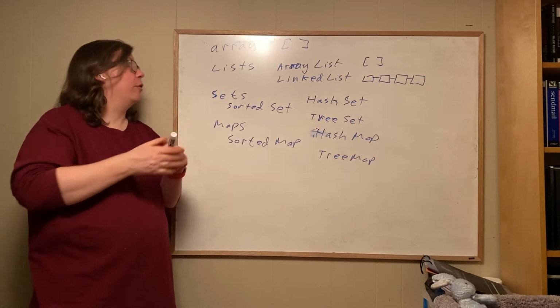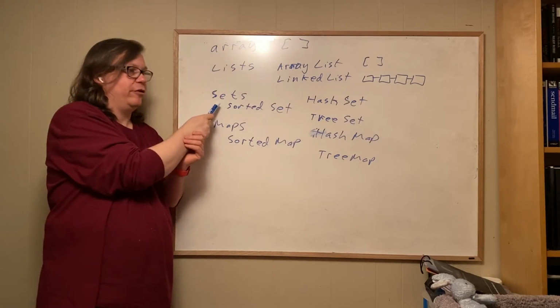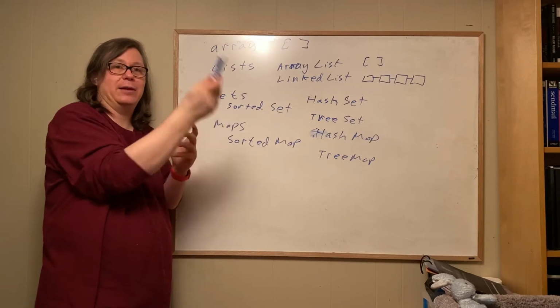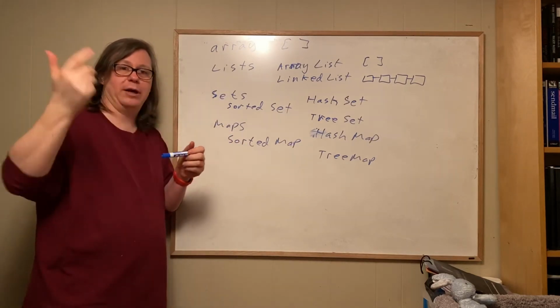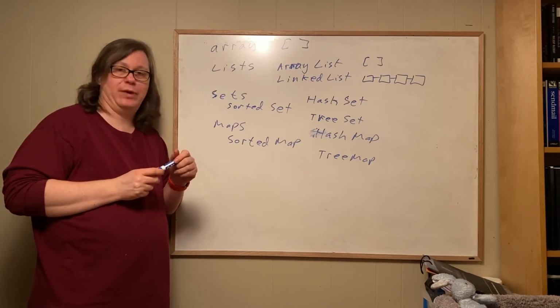So arrays, you know how big it is. Lists, you don't know how big it is. Sets, you want to ensure there's no duplicates. And maps, you want to be able to look something up quickly: look up a key, get a value. Look up a word, get a meaning. Those are the basic reasons why you would use the different collections.